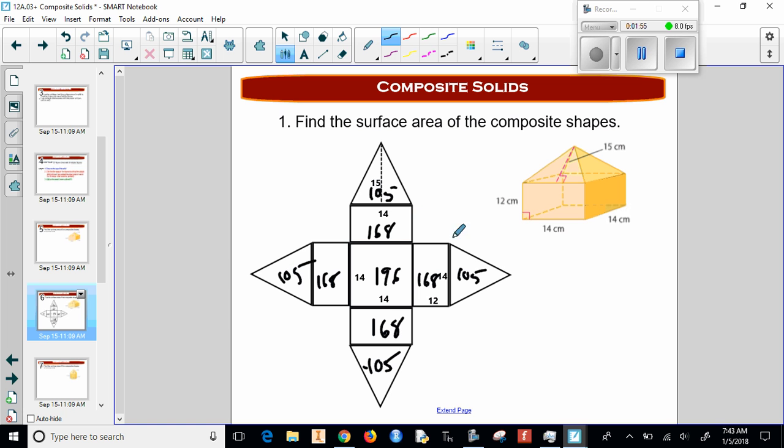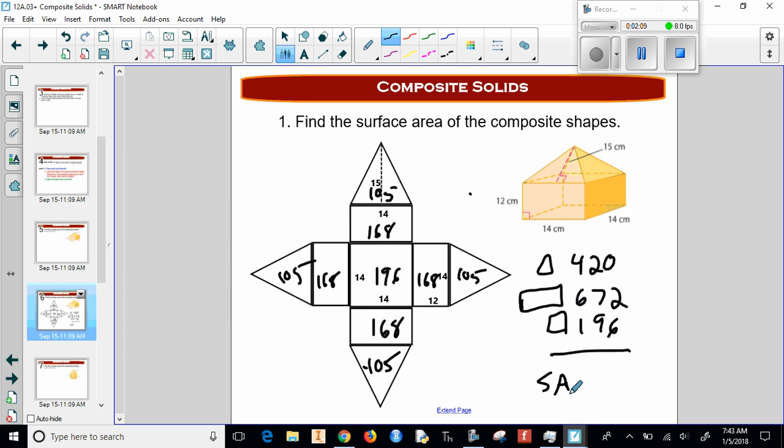Now once I have all those sections, I just add all of those up. The triangles add up to 420. The rectangles add up to 672, and the square is 196. And so when I do a grand total, my surface area is 1,288.